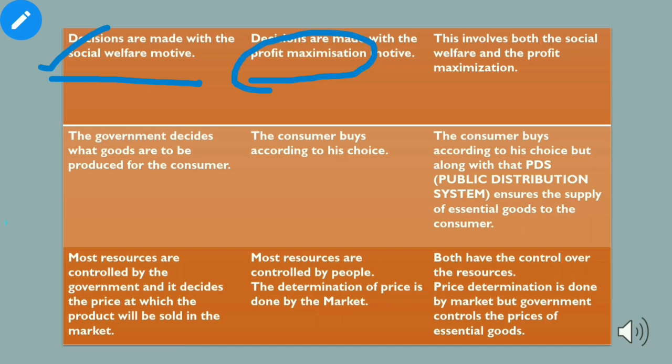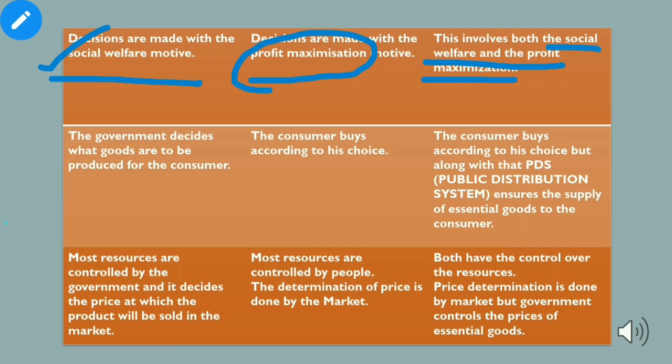There involves a huge competition, and that is the reason they are with the motive of profit maximization. And then if you talk about the mixed economy, this involves basically both, that is social welfare and profit maximization, as it is controlled by both the public and private sector, or the government and the market as well.